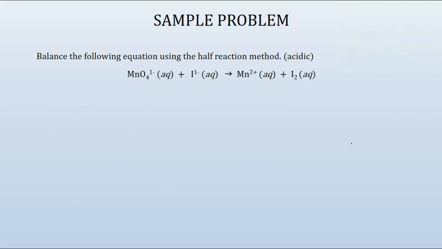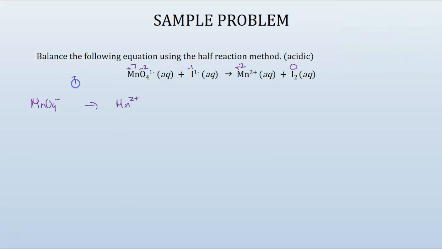Let's try another sample problem. Oh, really great, because we have permanganate again. So we already know that that's a -2 and that's a +7. We already know that the I is a -1, so that's really good. We know the Mn is a +2, and we get I2. Hey, I2 is elemental, so it's 0. All right, so we already know that the permanganate is the reduced guy.